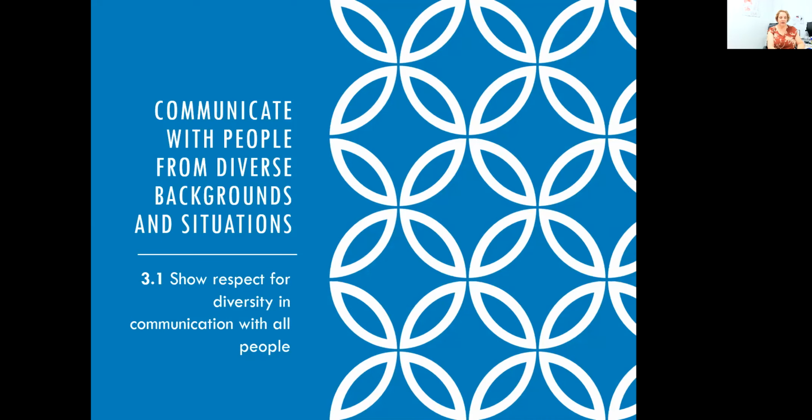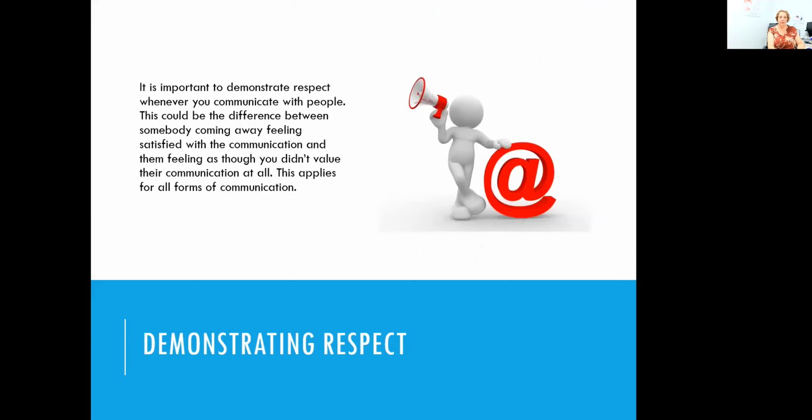Chapter 3, show respect for diversity in communication with people. As we spoke about words, and here at the moment, the issue about all the product names, it's important to demonstrate respect. And I suppose indirectly people are just trying to show respect. There needs to probably be some sort of a balance there, like in everything. Whether in our communication with people, this could be the difference between somebody coming away feeling satisfied with communication, and them feeling as though they weren't valued. It also applies in all forms of communication.